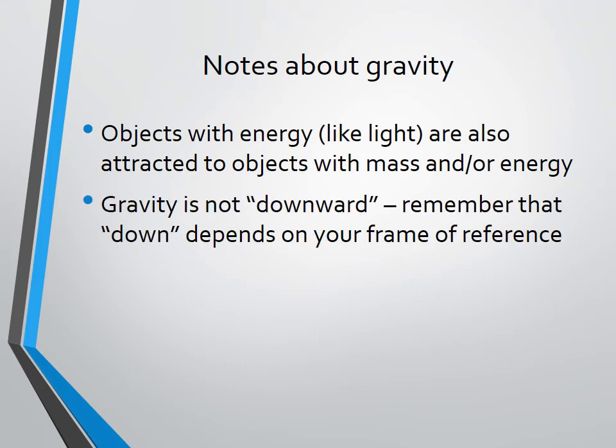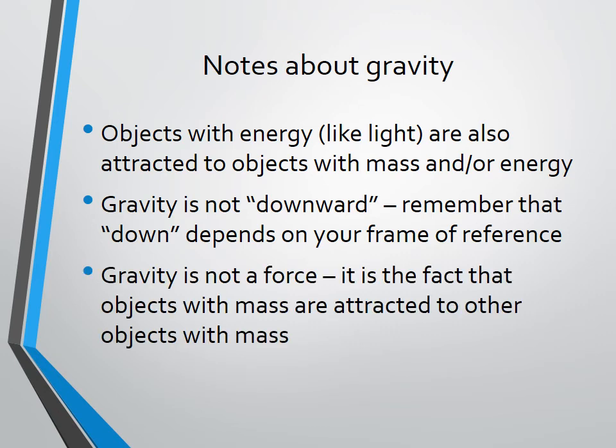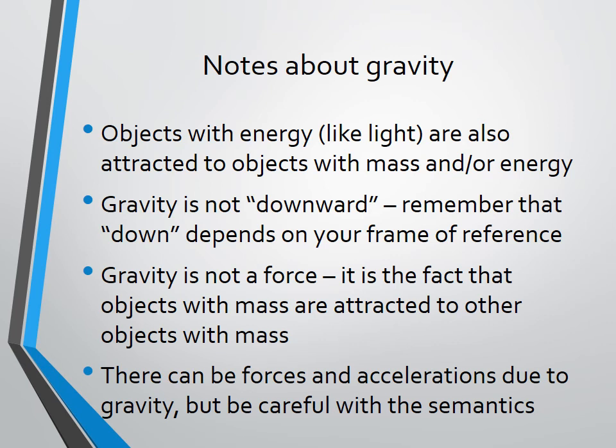Gravity is not downward in direction. Remember that down depends on your frame of reference. Gravity is an attraction between objects with mass and or energy. Gravity itself is not a force. It is the fact that objects with mass are attracted to other objects with mass. Similarly, gravity is not an object within a system. There has to be some object with mass that we include in the system to have a force due to gravity. So, there can be forces and accelerations due to gravity, but be careful with the semantics, and we'll work on this one as we go through the units.